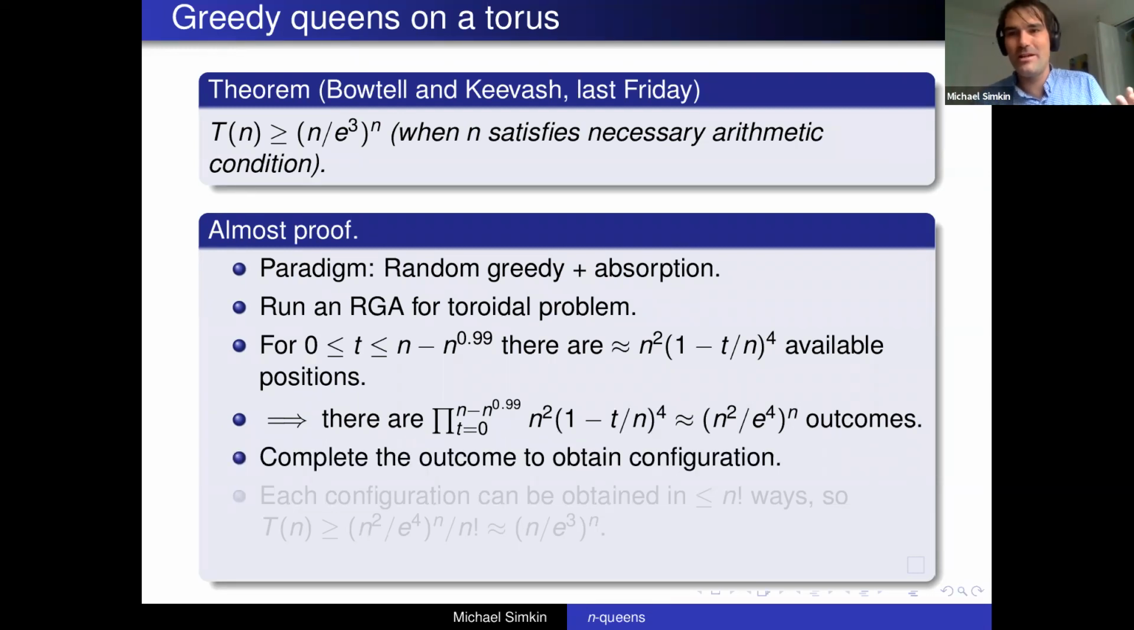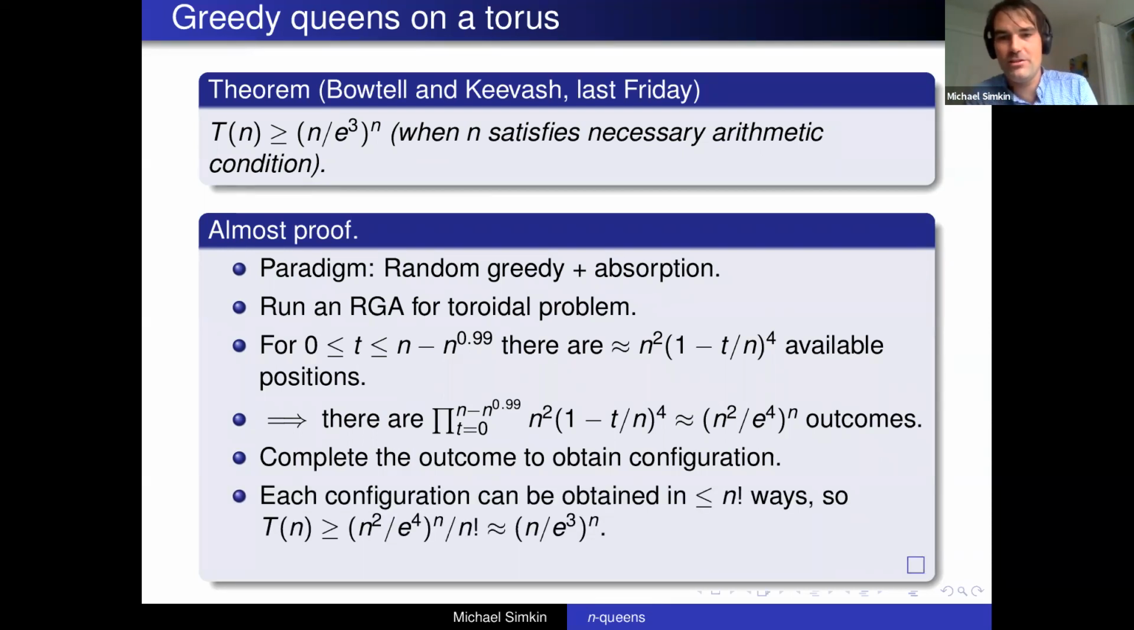So stop doing things at random, do something smart and clever to place a few more queens on the board so that you get a complete configuration. And this would give you a lower bound of (n/e^3)^n. Now, the reason why this is an almost proof, of course, is, well, I've left out a lot of details, but the crucial details turn out to be how to complete this thing. So again, until one week ago, I would have said nobody has any idea how to do this. Now, it seems to be the case that it is known to some people how to do this, not yet to me.